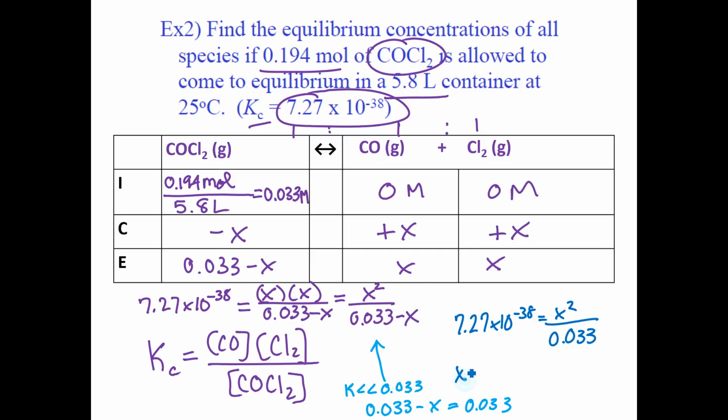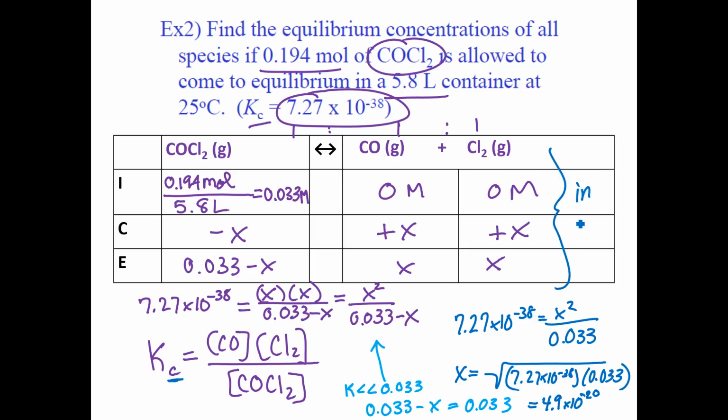So you end up with x equals the square root of 7.27 times 10 to the negative 38 times 0.033, and you go through, you plug that in your calculator, x equals 4.9 times 10 to the negative 20th. And if you're wondering what the unit should be here, remember our rule that since this is a Kc expression, all the values in this table are in molarity. So even though K is unitless, we are assuming anything from this ice chart is going to be in molarity. So the units of this are molarity.